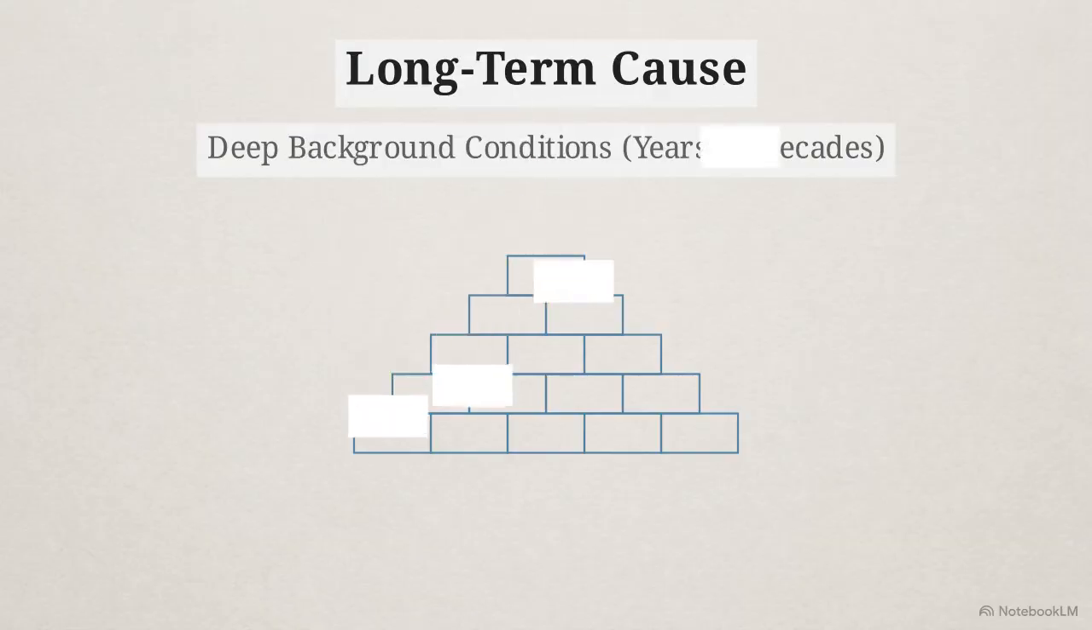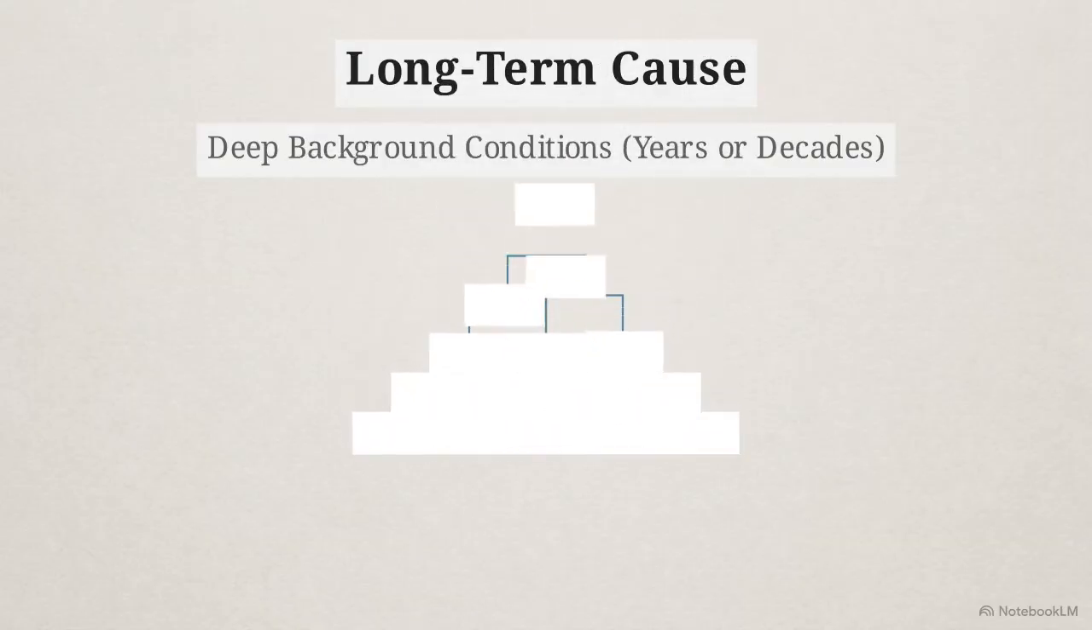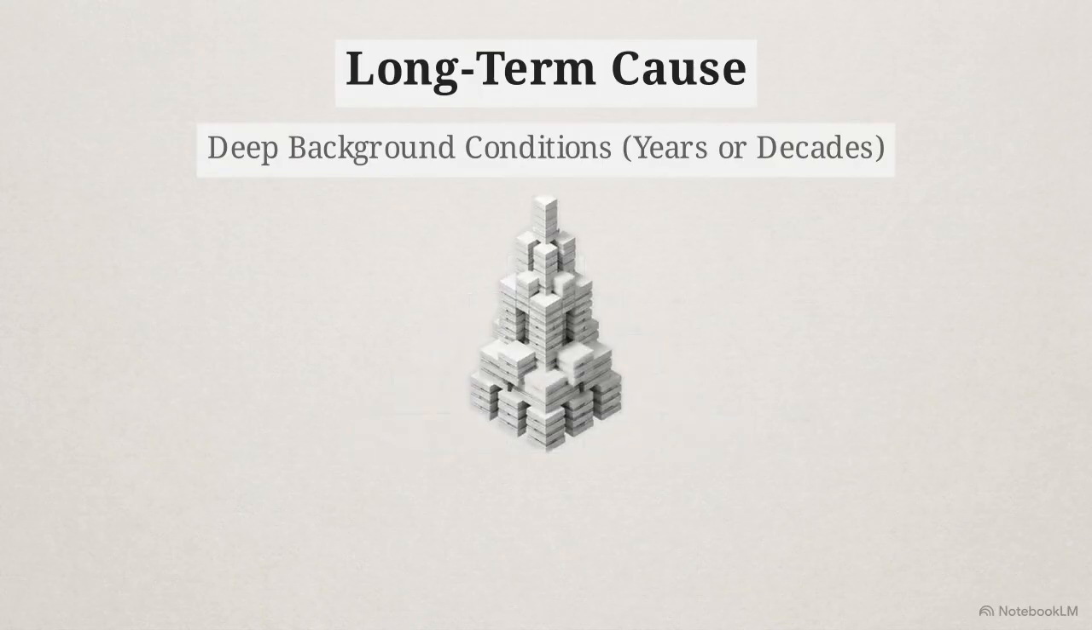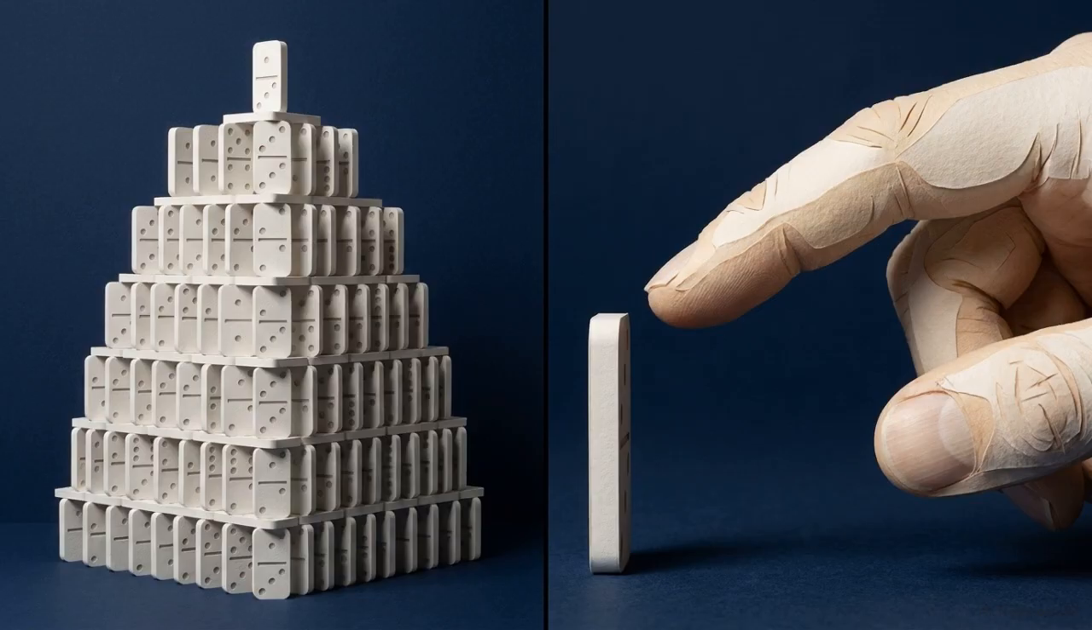But we also have long-term causes. These are the deep background conditions that existed for years or even decades. They are the careful, heavy construction that made the event possible in the first place. To truly understand any historical event, you have to identify both the deep setup of the dominoes and the final flick that brought them down.